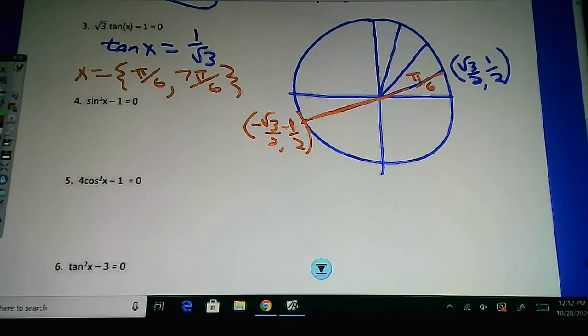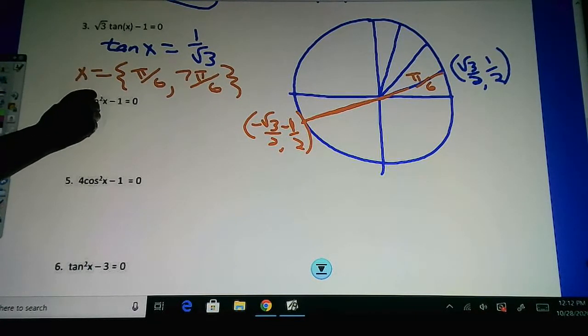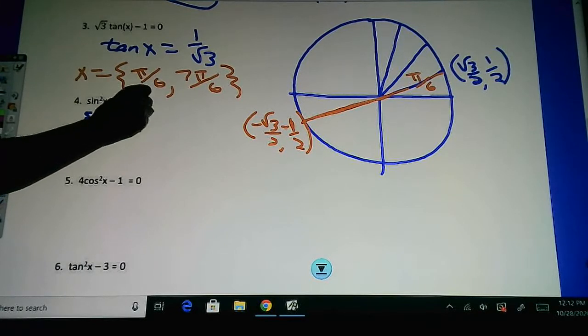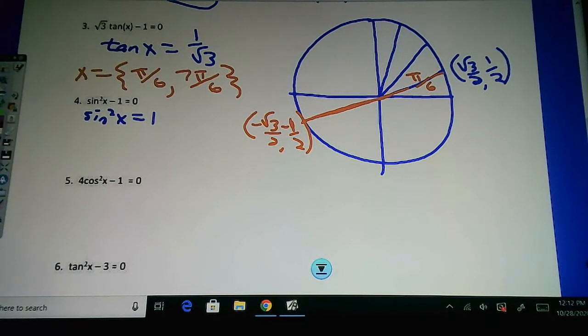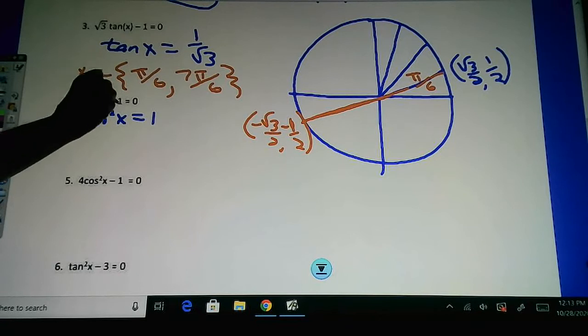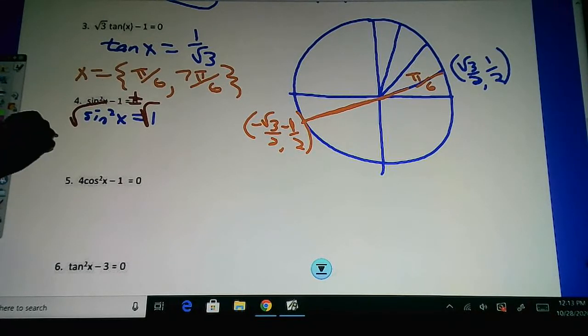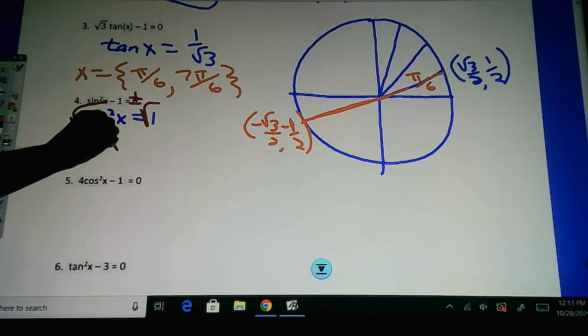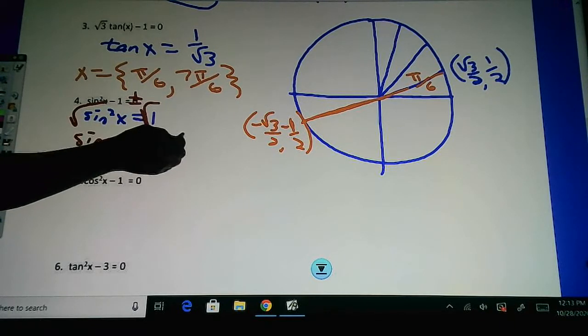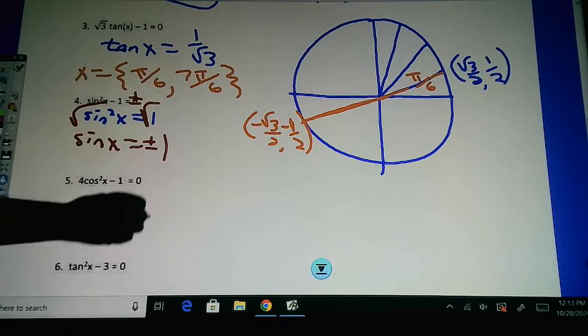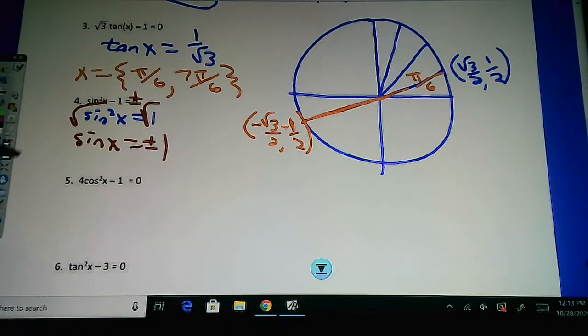Okay, the next 3 problems are squared functions. Remember, we had a couple lessons about that. On a square function, you want to do the same thing. You want to get the squared function by itself. But when you finish this off, you're going to take the square root, plus or minus square root, which is going to generate more solutions. So we get sine x equals plus or minus square root of 1. We know the square root of 1 is 1. Everybody knows that. So sine is equal to plus or minus 1.